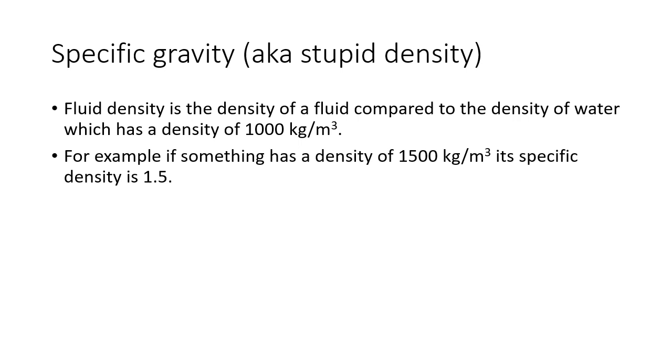Specific gravity, I call it stupid density because it's just like density, except it's divided by 1,000. So specific gravity just means the density of a fluid compared to the density of water, and water has a density of 1,000 kilograms per meter cubed. So for example, if you had something with a density of 1,500 kilograms per meter cubed, its specific gravity is 1.5. That should say specific gravity, not specific density.